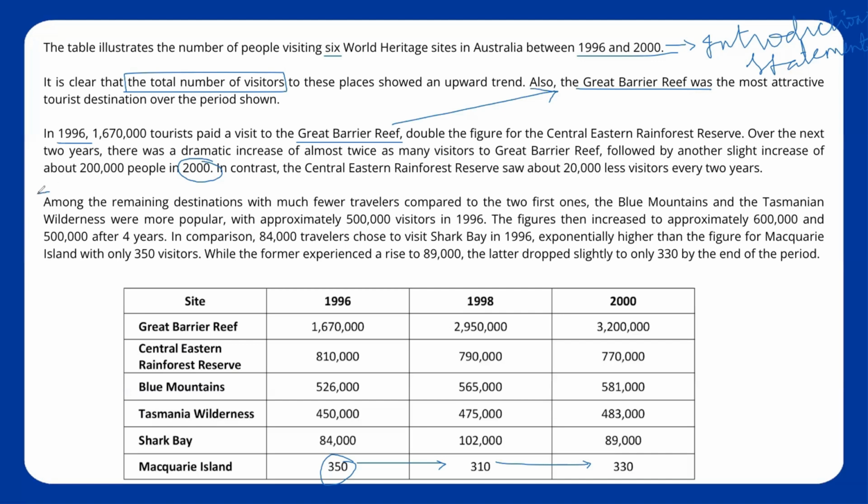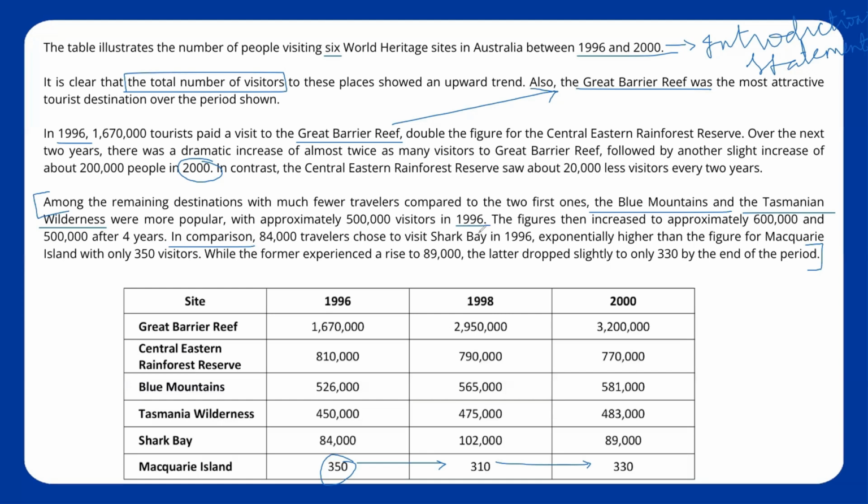Read the 4th paragraph, that is the second body paragraph, which talks about the Blue Mountains and Tasmanian Wilderness, which were more popular with approximately 5 lakh visitors in 1996. The figures then increase approximately to 6 lakhs and 5 lakhs after 4 years in comparison. So here also you can see that the use of comparative language is there.